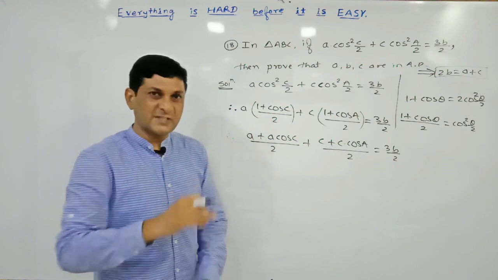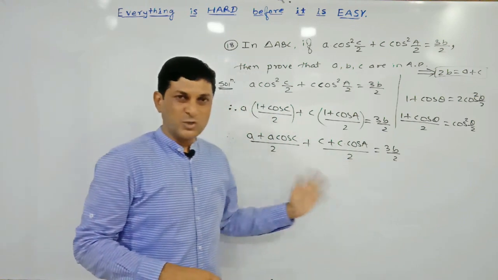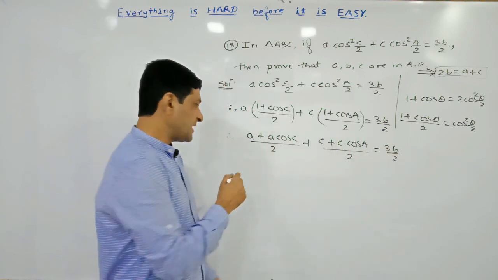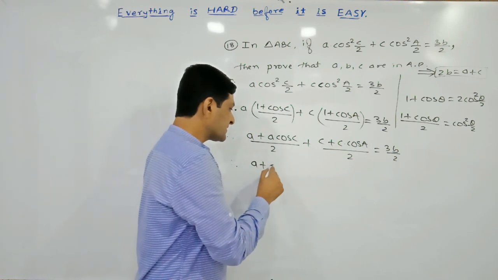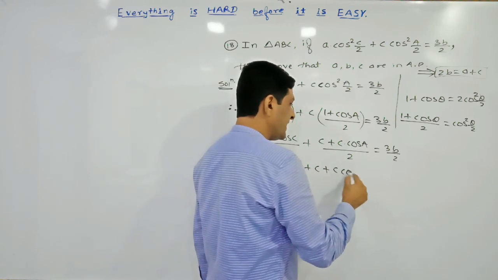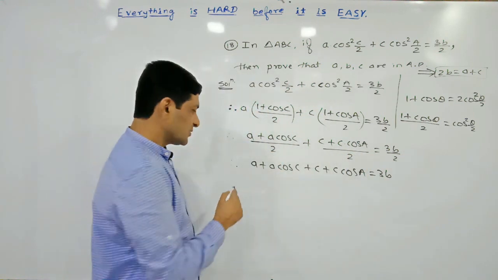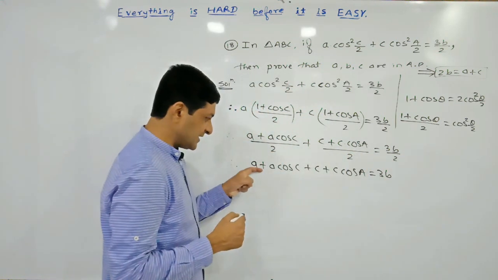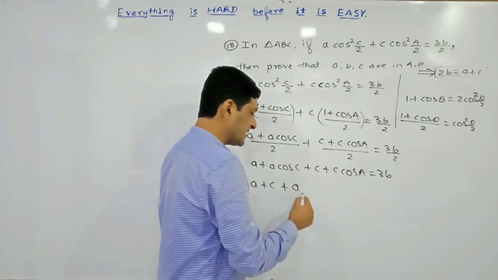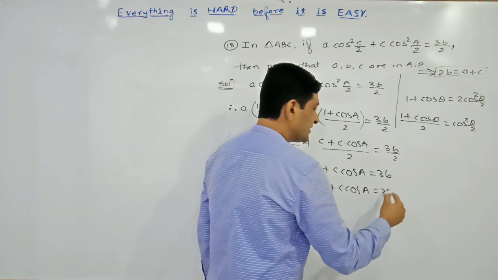Now if you observe both the sides very carefully, check whether the denominators of both the sides are what? 2. If I am multiplying both sides by 2, 2 will get cancelled. So which are the remaining terms? a plus a cos c plus c cos a is equal to 3b. We are just cancelling 2 from both sides. So this expression can be written as, first write down a plus c, then write down the remaining 2 terms, that is a cos c plus c cos a. On this side 3b, keep it as it is.